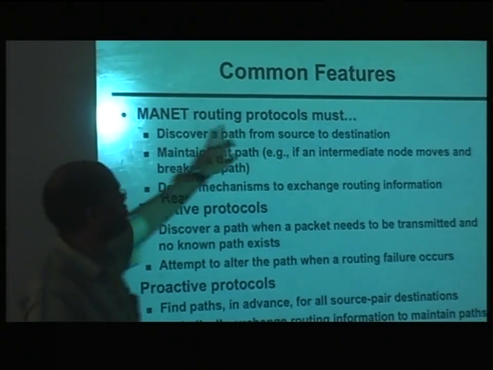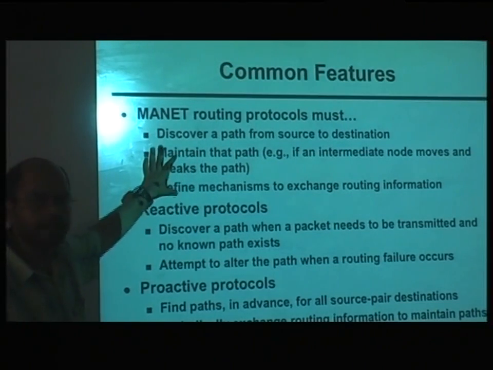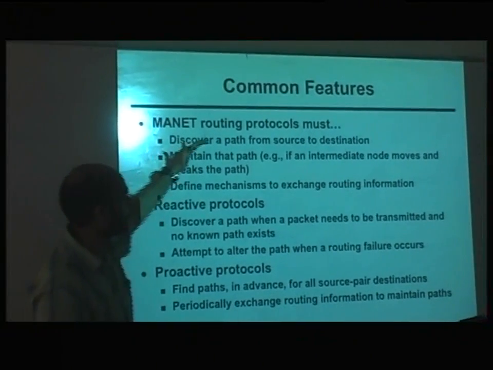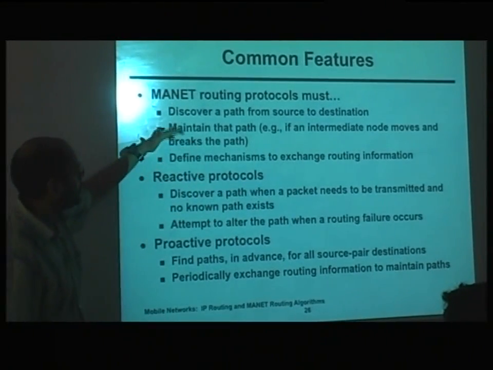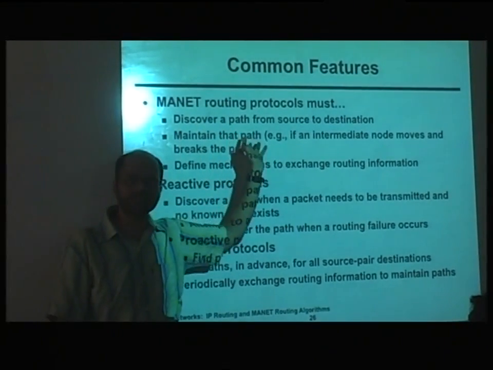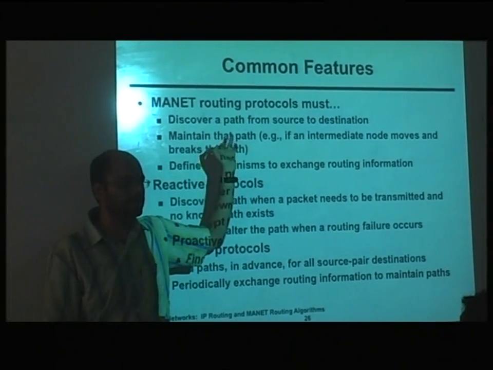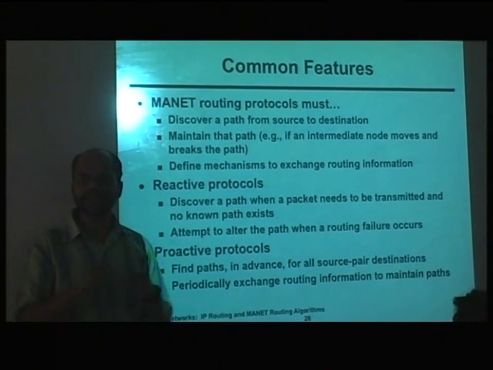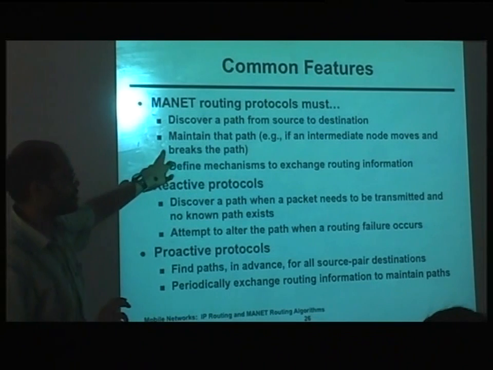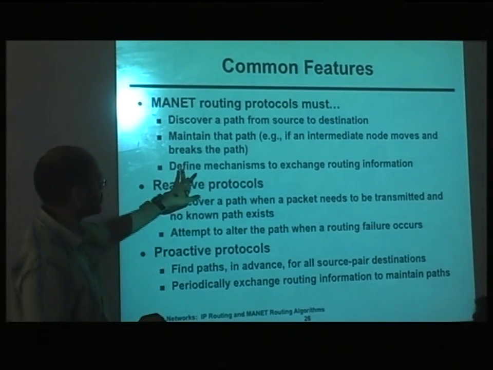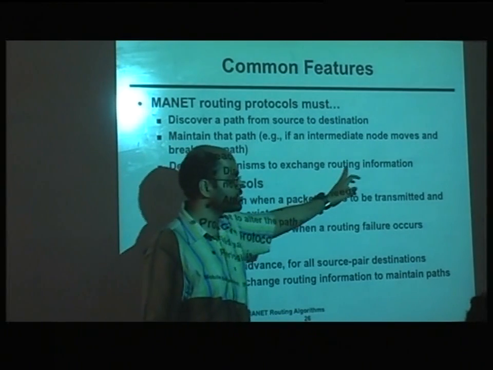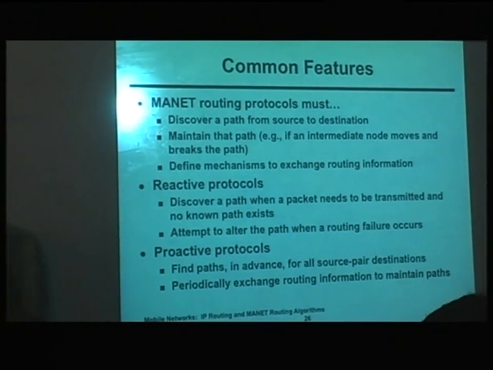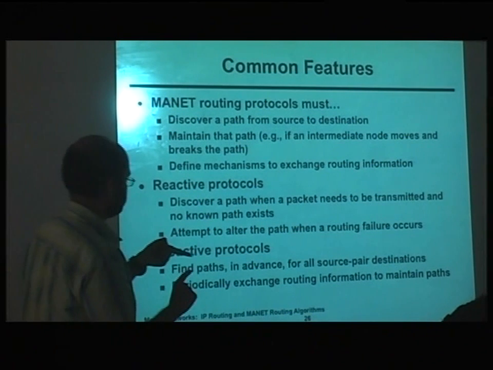So what is it when we say routing? Because we are defining a mathematical problem, we say it has to discover a path from source to destination. It has to maintain. Now this is a new thing. In the traditional routing algorithms, Dijkstra and Bellman-Ford, we never say maintain. Right? But here, even a basic routing algorithm has to have some kind of maintenance going on to maintain that path, because the nodes will always be mobile and they will move on. And it has to define a mechanism to exchange routing information. So once you provide a solution for all of these three, you have a routing algorithm.